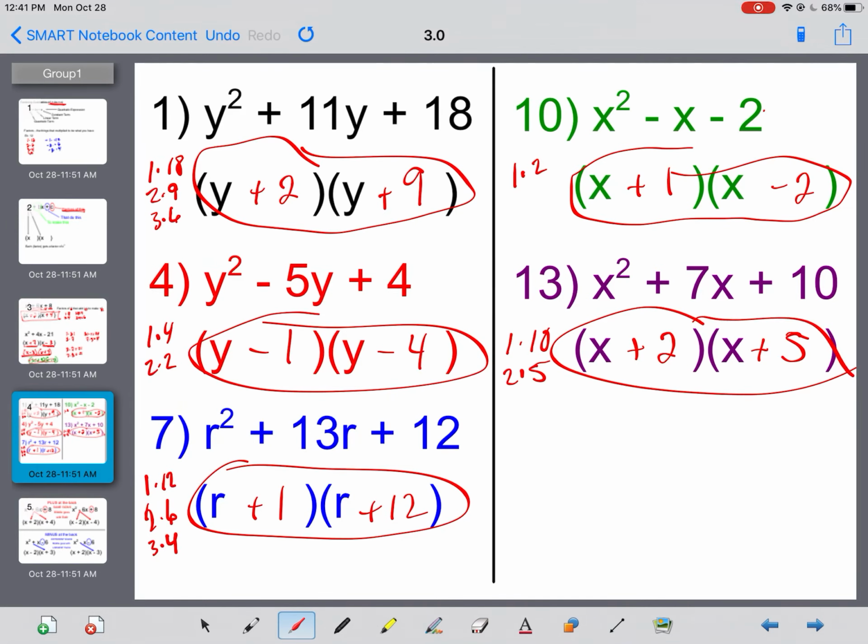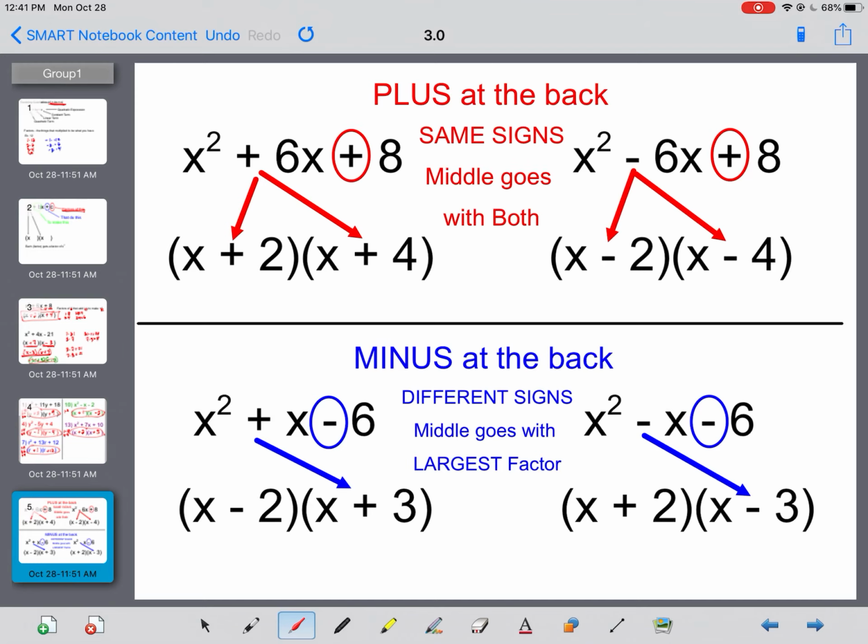And that's factoring quadratics. It's that easy. There is a pattern to what happens here. I'll show you that, okay? If there's a plus at the back of the expression, like plus 8 and plus 8 here, that means you're going to have the same sign in your factors that the middle has. The middle goes with both. So in this first one, x squared plus 6x plus 8, the plus says they're going to get the same. They both get a plus, and then it's 2 and 4.